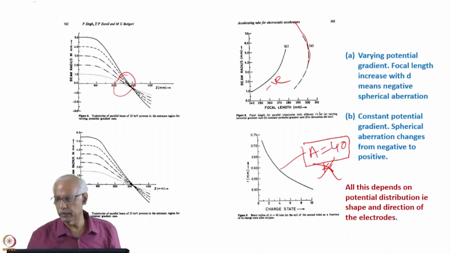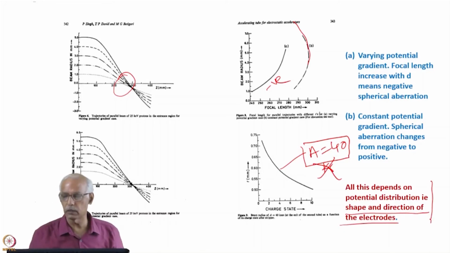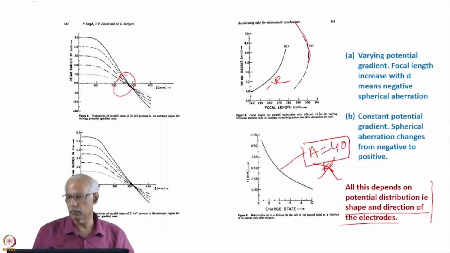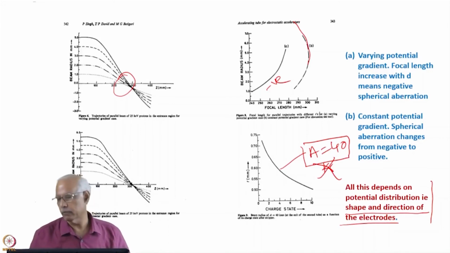So all this depends on the potential distribution, that is, the shape and the direction of the electrode. This was a conclusion, and this was not very regularly done in the literature, and therefore this was a sort of good finding of this study which we did.